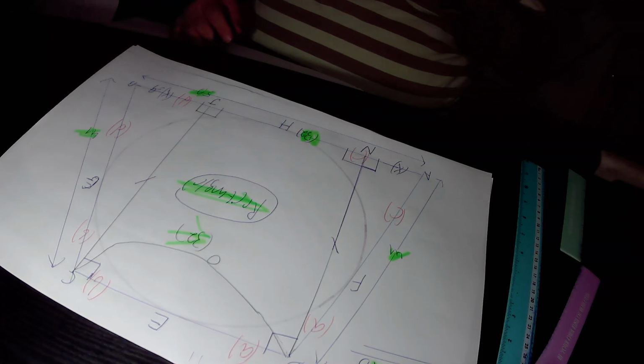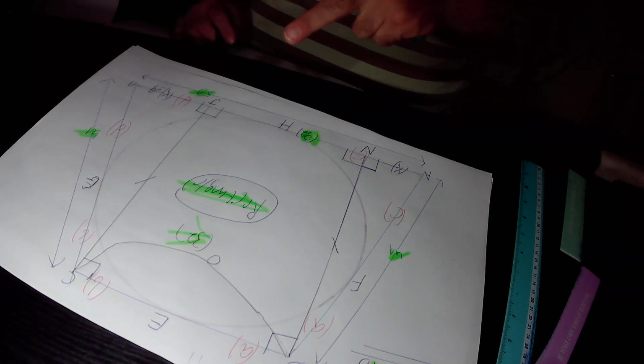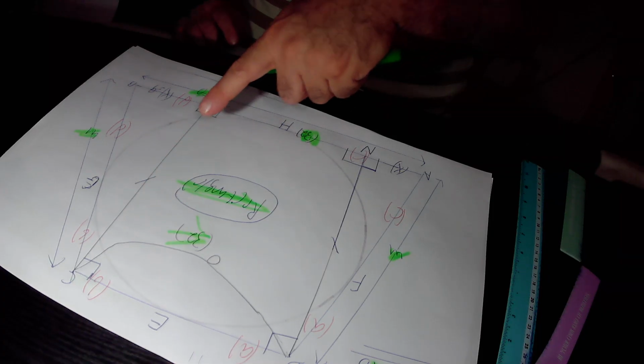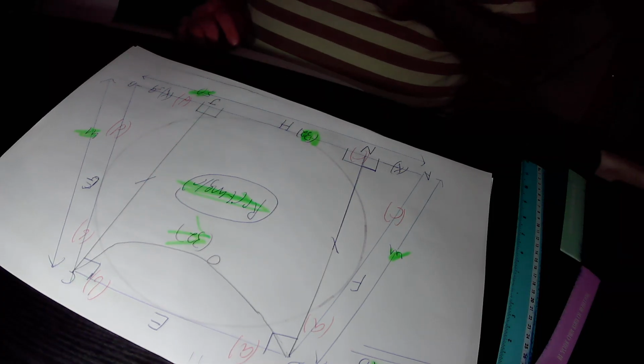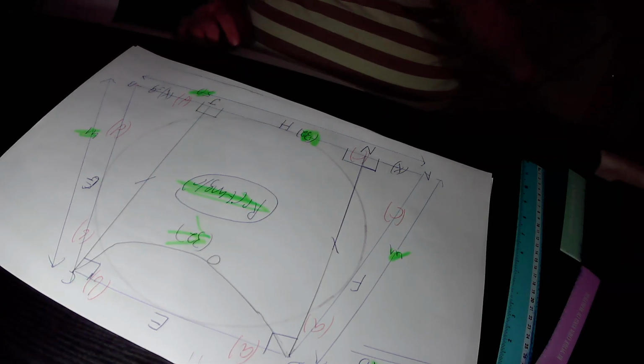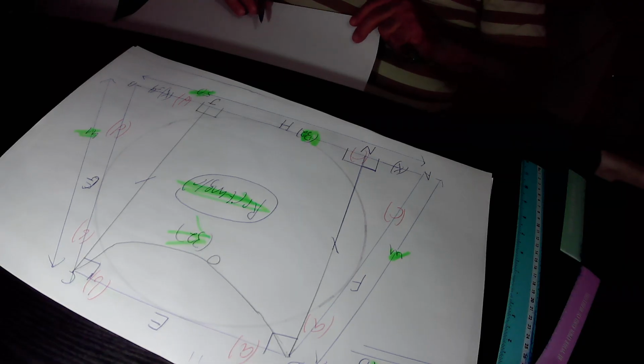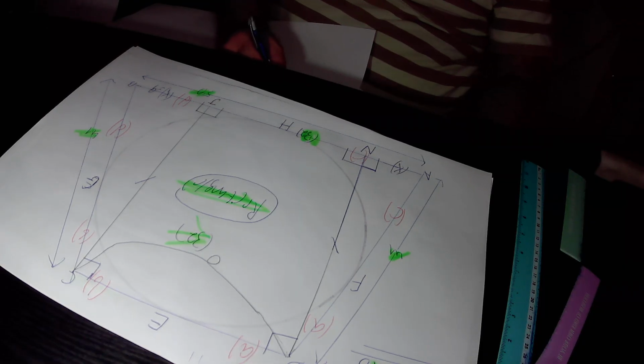CJ is actually the height of trapezoid ABCD. Why is CJ the height? Because it creates 90 degrees with the two parallel bases. Our task is to find the area of this trapezoid ABCD. So what is the area of trapezoid ABCD?